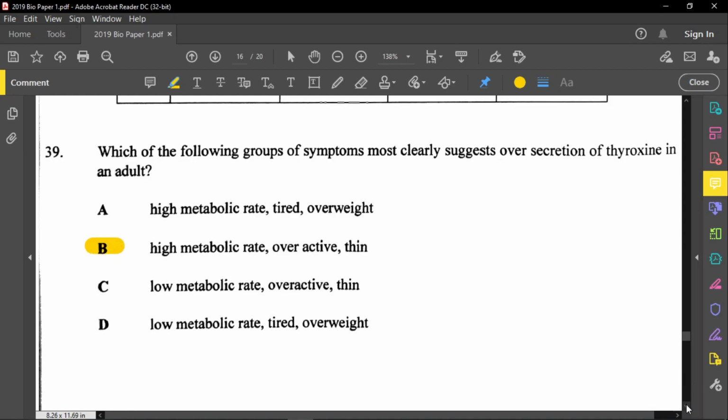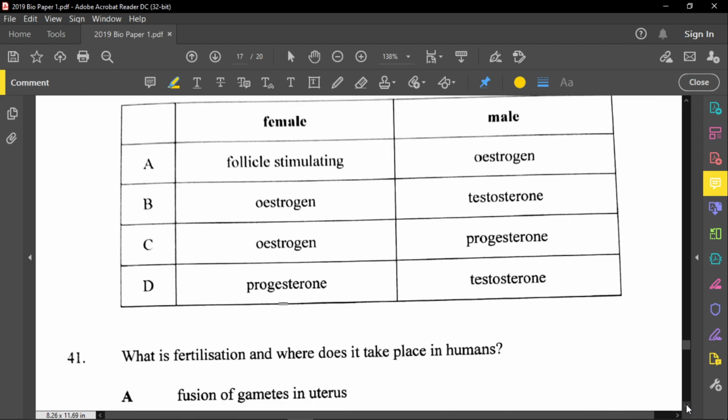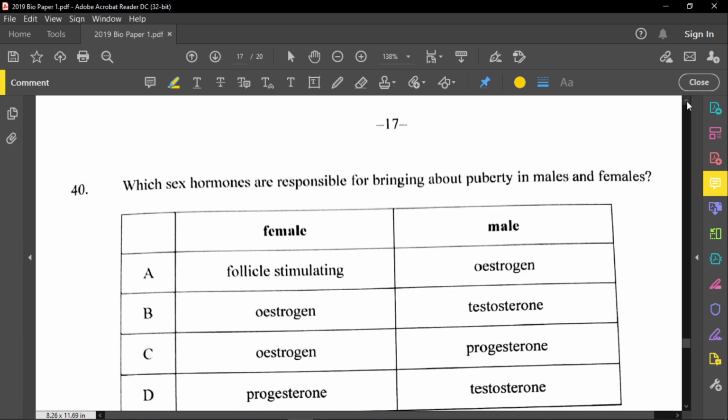All right, so let's jump into number 40. Number 40 reads, which sex hormones are responsible for bringing about puberty in males and females? In a female, that's the first column, estrogen is responsible, so the answer must be between B and C. And for male it is testosterone, so 40 has to be B.